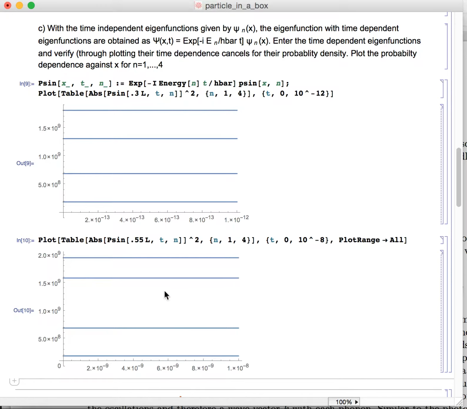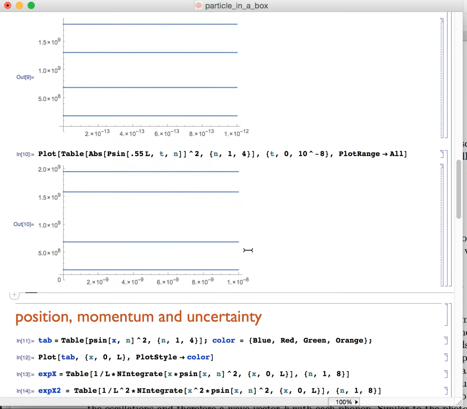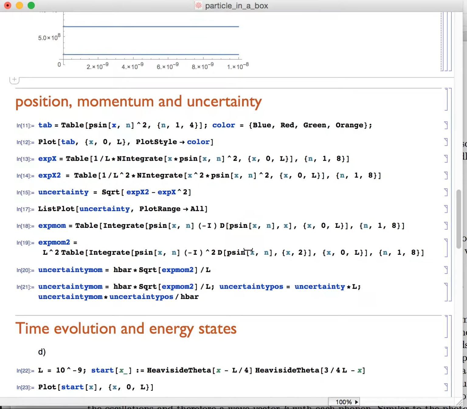So you see the plot is different, but it's all independent of the time. So next, we would like to take a look at how this all affects the position and expectation values for position, momentum, and also the corresponding uncertainty.